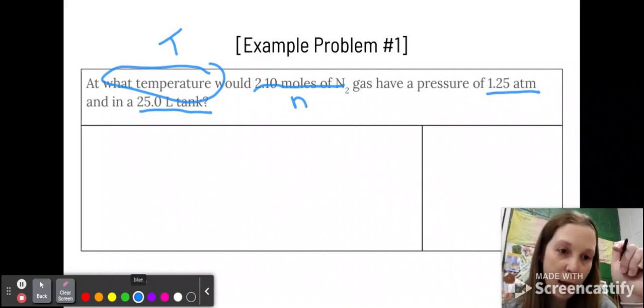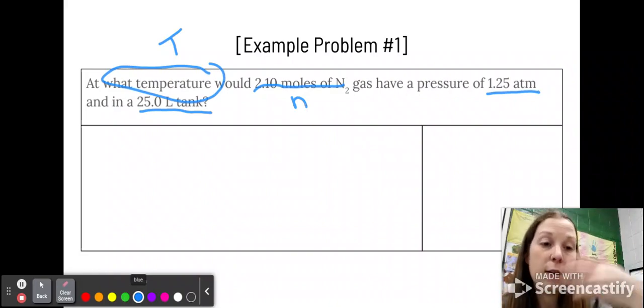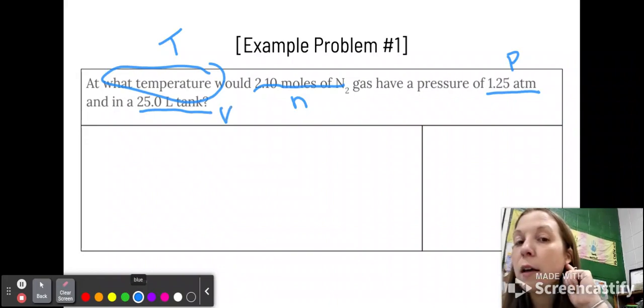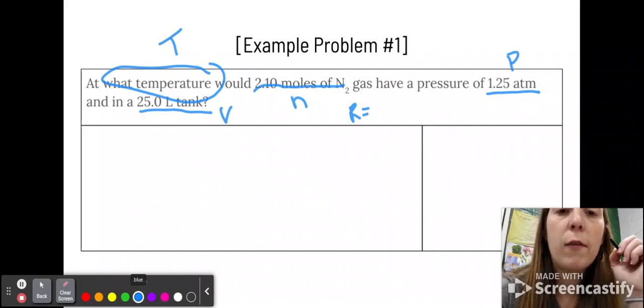I know I said the ideal gas law is used to calculate moles, but you can calculate any variable in that formula. If I give you moles, just go for whatever else you've got. We've got a pressure of 1.25 atmospheres, so that's P. And then 25 liters, that's our V. The only thing we don't have is our R, but again, that comes from your reference packet.